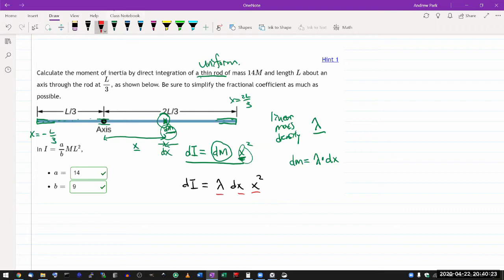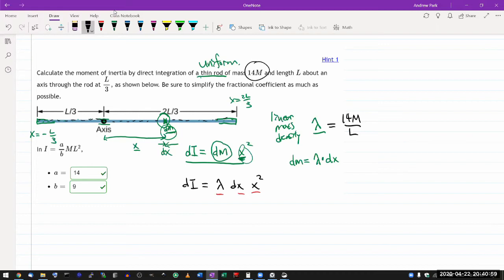Let's work out the constant and write it into our expression. Linear mass density is the amount of mass, 14m, per length, L. If it's uniform, then this ratio is the density throughout. And just so you know, the way we assess whether you know how to go through this process is I will give you a non-uniform rod, so doing this integral is the only way you can figure out the rotational inertia. Again, not for exam two, but for a future exam.